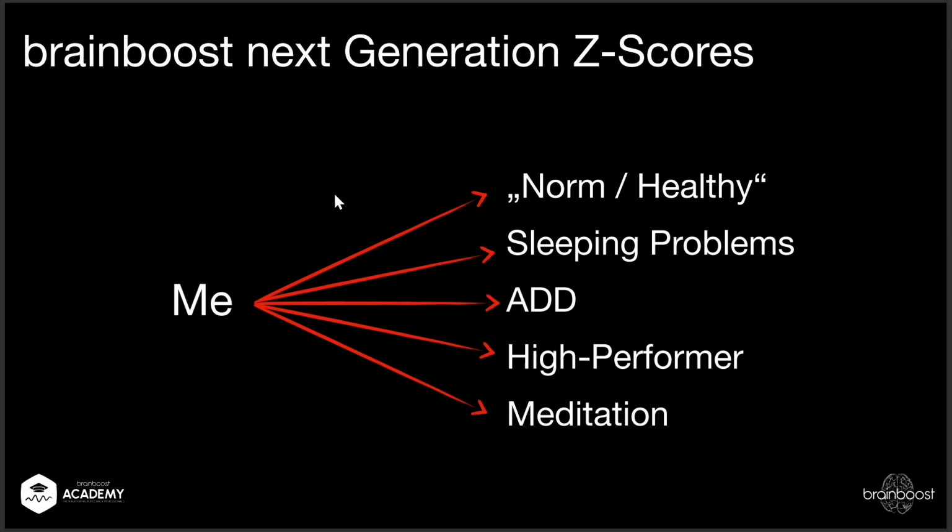So what we now have is, of course, a norm database of healthy people. It's 4 digits, so more than 1,000 people in this database. So right now you can access these z-scores that I just showed you compared to a person without any diagnosis.